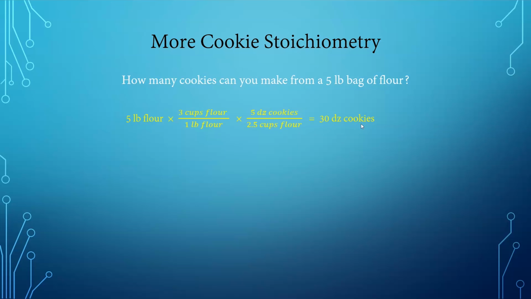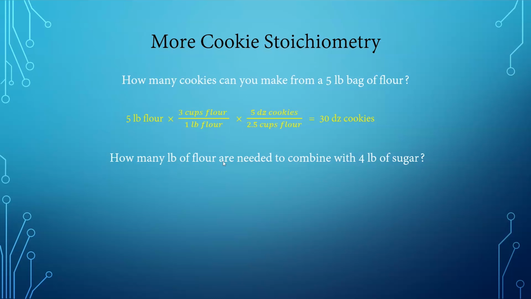All I've really done here is just expanded the problem a little bit. Since we didn't start with cups, we simply have to get into cups. If we had started with ounces, we'd have had to go to pounds and then to cups. Whatever we do, we have to end up with the units that are in the recipe, and in that case it happens to be cups.